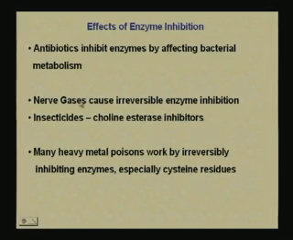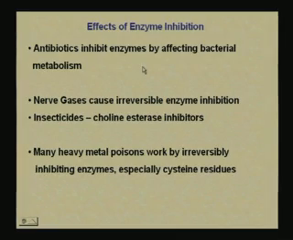For example, nerve gases actually cause irreversible enzyme inhibition. Okay? So, obviously you know they are extremely dangerous. They stop a particular enzyme, in fact cholinesterase, that transports your nerve signals. Okay? So, that is lost. The activity of the enzyme is completely lost. Insecticides are cholinesterase inhibitors. Again, from the name you can see that it acts on an ester. Okay? Then again, many heavy metal poisons work by irreversibly inhibiting enzymes, especially cysteine residues.